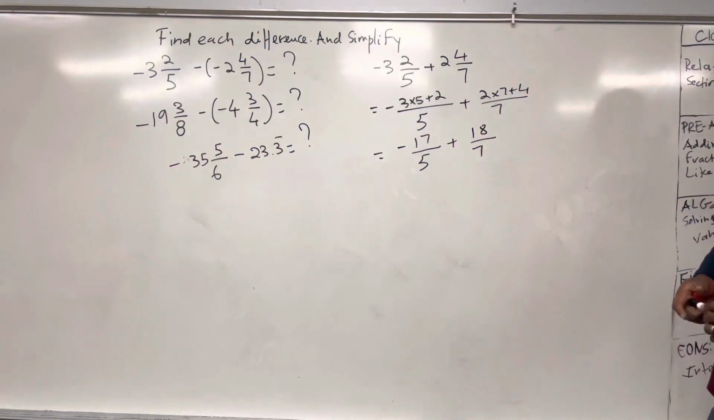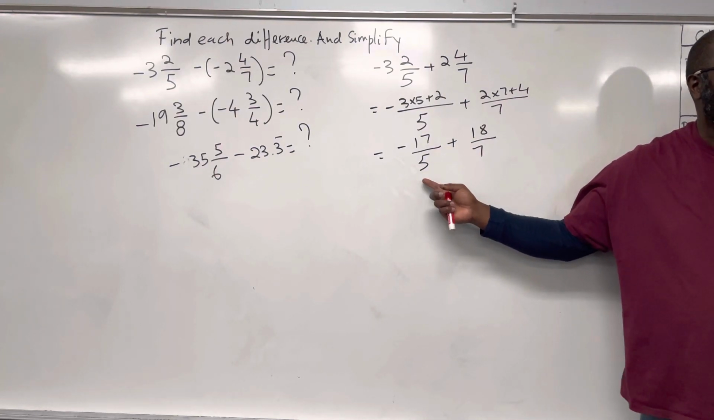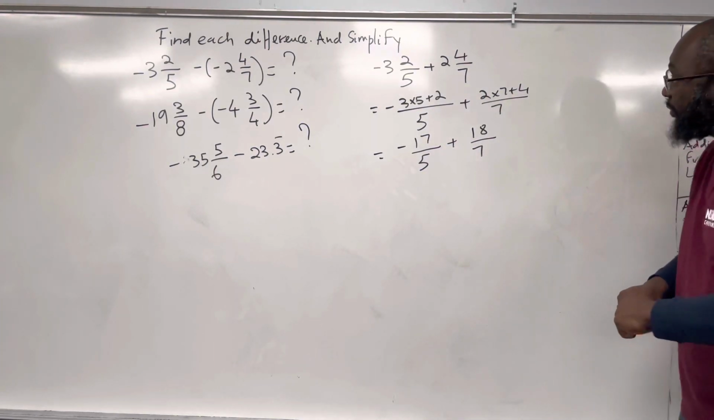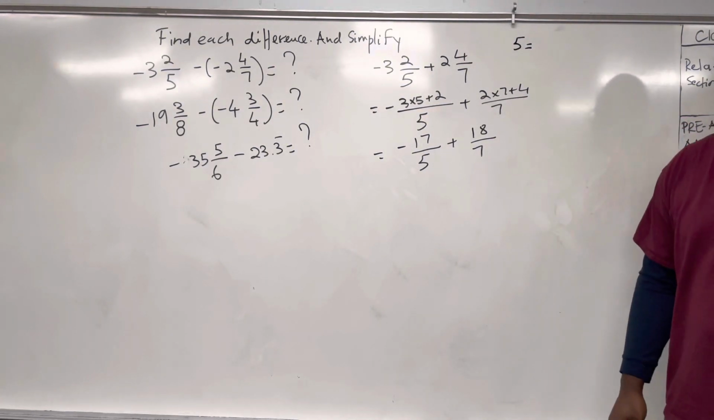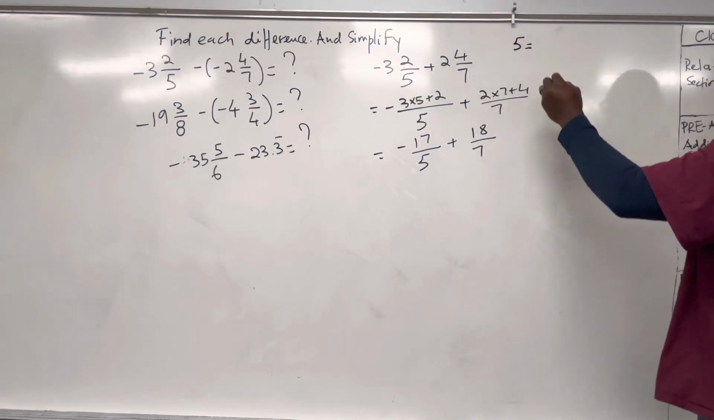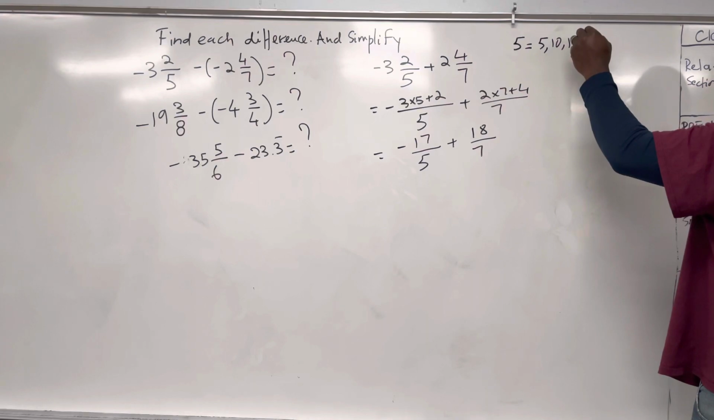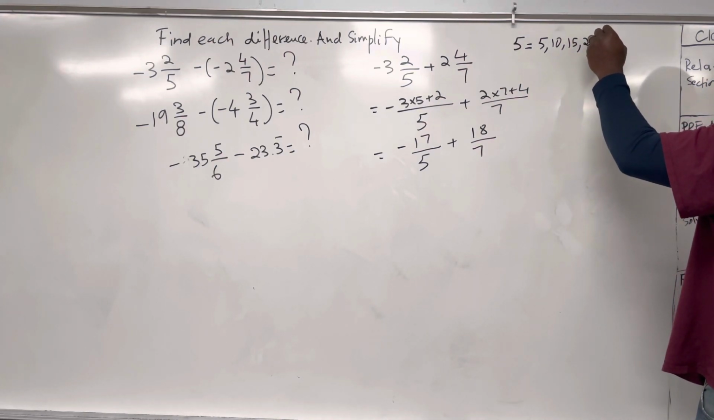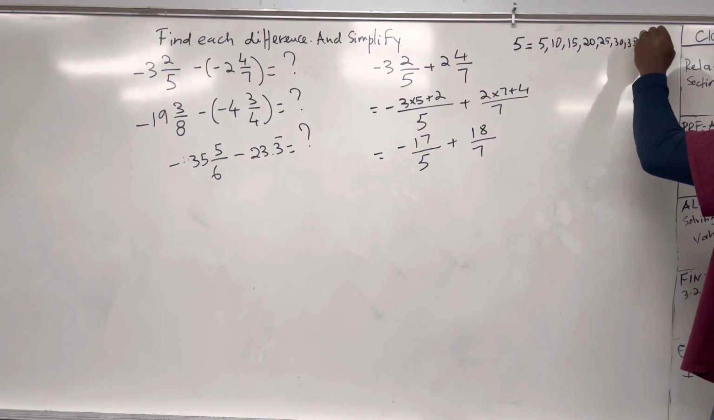Now the next step is to find what? The lowest common denominator, right? So we lay them out individually. It's 5, and I find a multiple of 5. I'm looking for a common multiple, the lowest common multiple, right? So 5 is 5, 10, 15, 20, 25, 30, 35, and then 40, and so on, right?